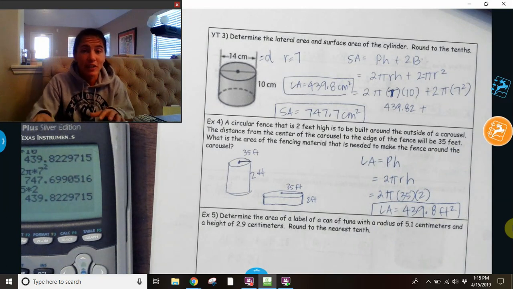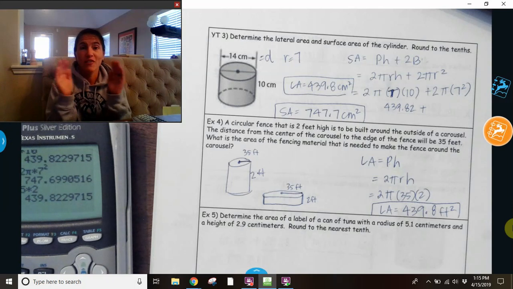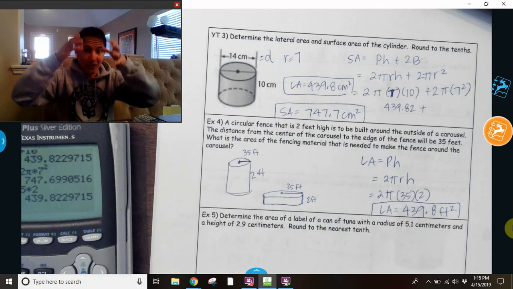And the reason we did the lateral area is because they're not making a top or a bottom to the fence. The fence is only the middle part, the lateral area.